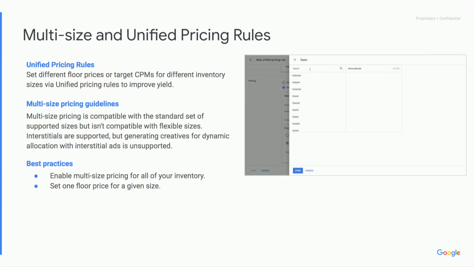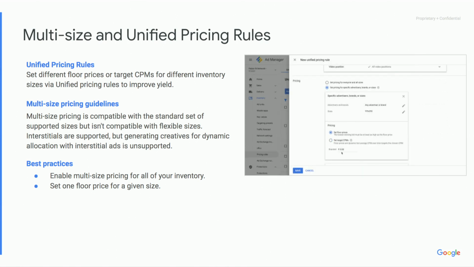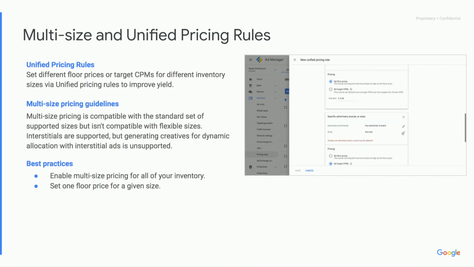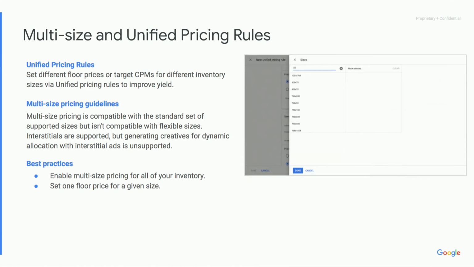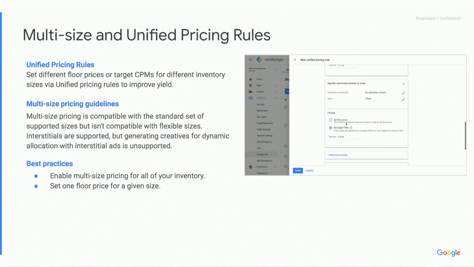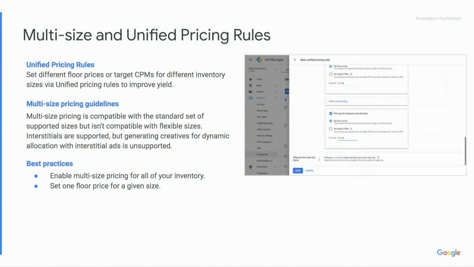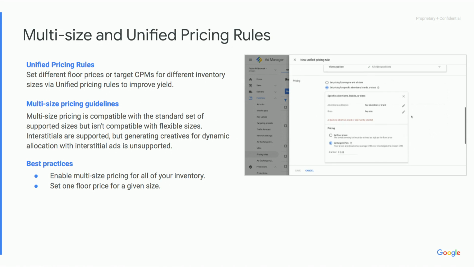You do want to make sure that you are setting multi-size pricing rules to take advantage of this as well. So you want to click into your Inventory tab, select Pricing Rules, then click New Unified Pricing Rule. In this section, you can name your rule and allow it to target all of your inventory, and you can set one price rule per ad size. And make sure you click Set Price Rule rather than Set Target CPM.